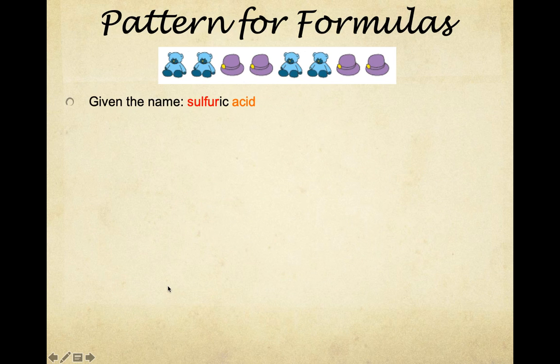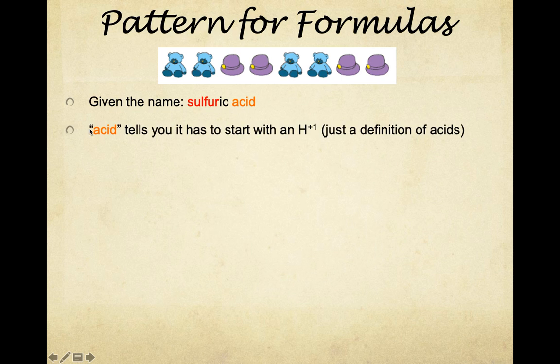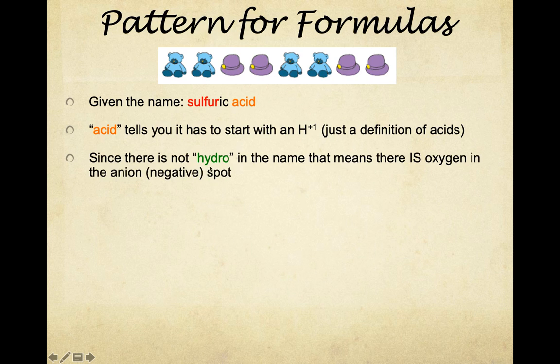Okay, but what if you don't have just hydrogen and an element? So what if you don't have that hydro? So what if you're given a name like sulfuric acid. So sulfuric acid. Okay. Well, again, the acid part of the name tells you that you're dealing with H plus. That's just the definition of acid. So the first part of our formula with this name would be H plus 1. Since you do not have the prefix hydro, that means there is oxygen in the anion spot. And again, the anion is the negative part that's balancing out this positive charge on the hydrogen.